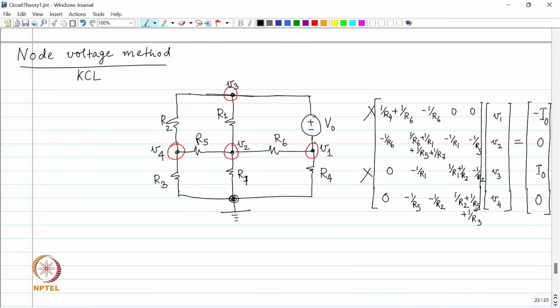Now, I have 2 equations and 4 unknowns, V 1, V 2, V 3, V 4. V 1 and V 3 are related to each other. How are they related? V 3 is nothing but V 1 plus V naught. So, in fact, you can now delete V 3 and simply rewrite V 3 as small v 1 plus capital V naught.